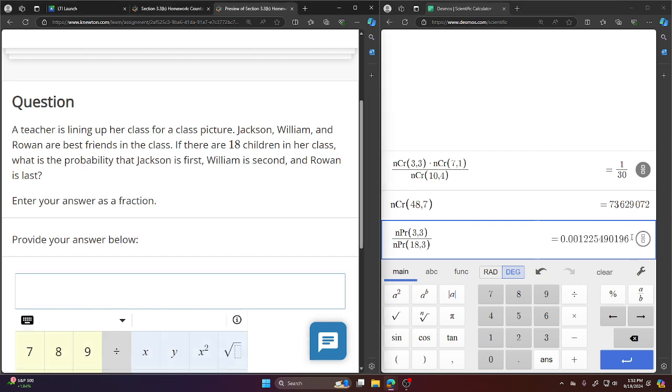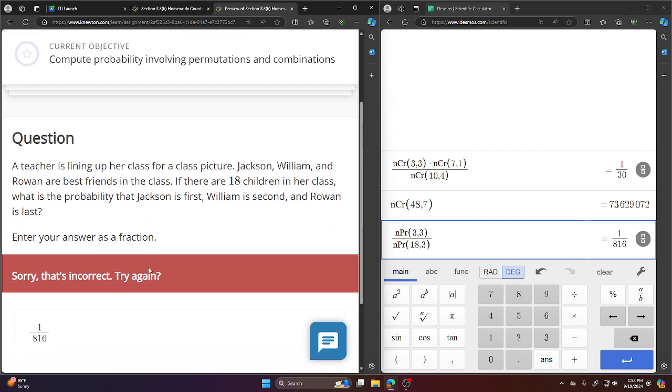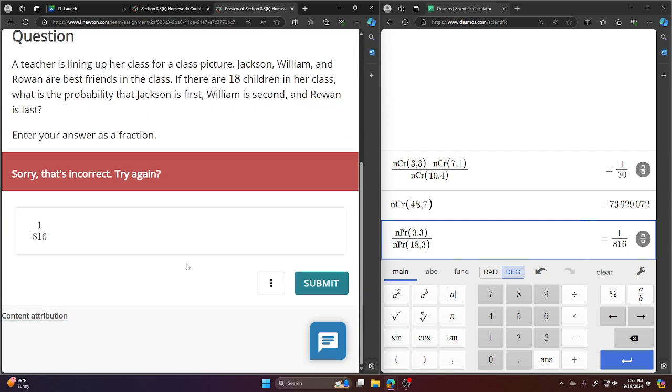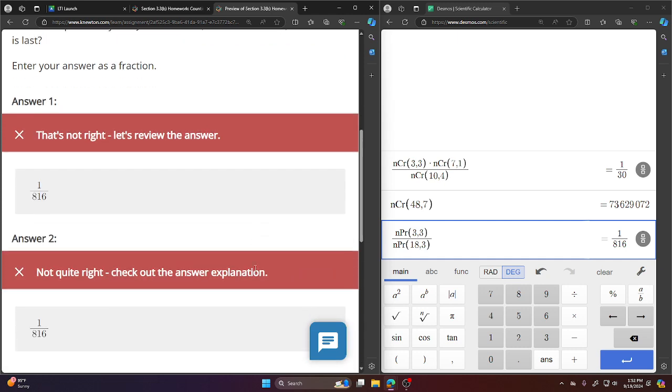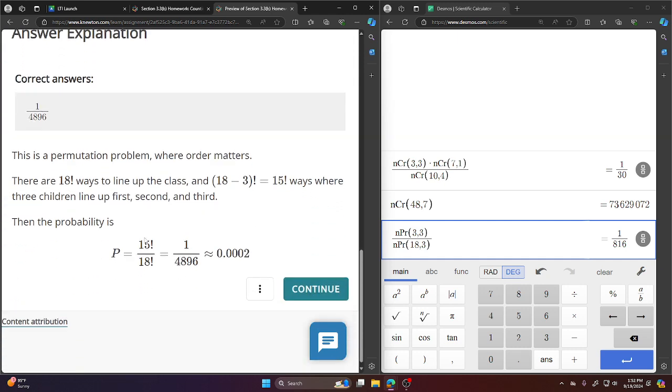And so they say a fraction. Okay, I'm totally going to get it wrong. Of course. So I get it wrong. I'm going to submit again and see what they got. And they got something else. Now, they got this weirdness here.